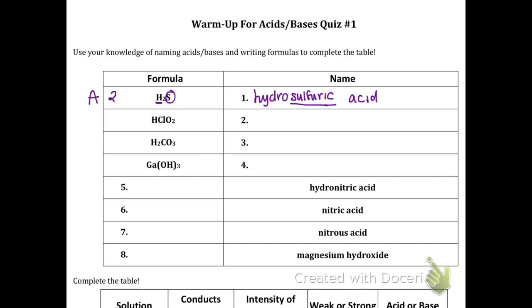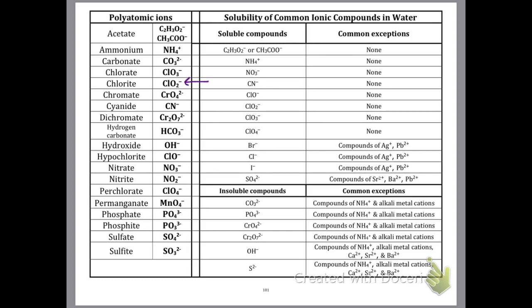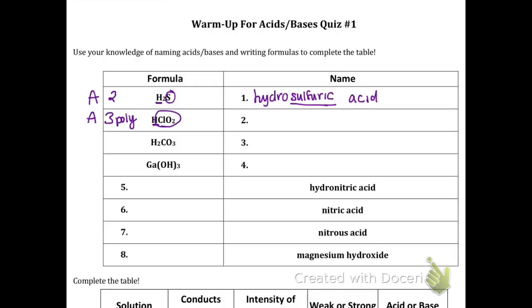Okay, next, number 2, we have an H in front, so we know it's an acid. We have more than 2 elements. We have 3 elements, so we know that there is a polyatomic. Okay, so there's no hydro because there's a polyatomic. Let's look for the polyatomic ClO2. ClO2 is right here. It is chlorite. Okay, so if we make a note here, chlorite, the ite will change to ous, like meningitis. So you're going to change it to chlorous acid.